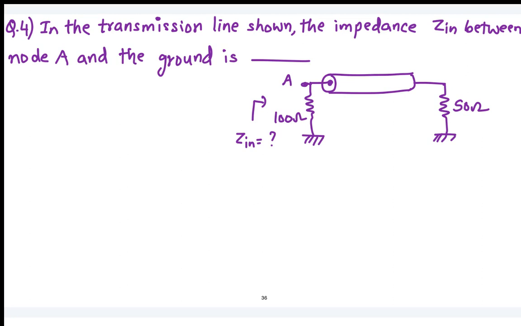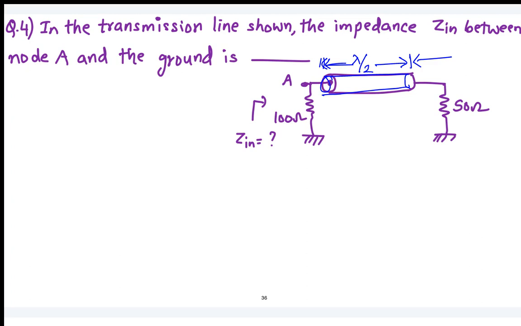See, this is the previous GATE question. In the transmission line shown, find the input impedance between node A and the ground. So we have to find out the input impedance between this node A and ground. Actually, one point is missing here. The length of the transmission line is equal to lambda by 2. Just make a correction, there is one statement missing. So can you tell me what the answer is in that case?